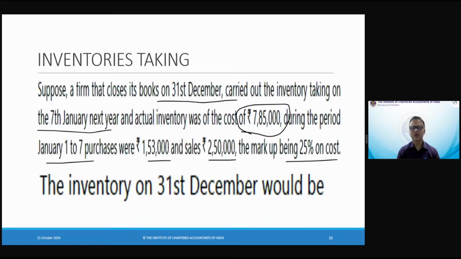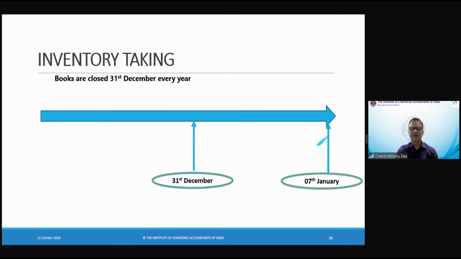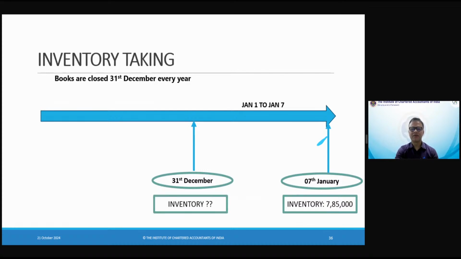Now we have to calculate the inventory on 31st December, at a cost basis. We have been given 7 January at a cost of 7,85,000, but we have to calculate the inventory on 31st December on the cost basis. The books are closed on 31st December, then you have January 1 to 7 sales and purchases. You got the inventory information of 7,85,000 on January 7, but you don't have the information of inventory on 31st December, which you have to calculate.